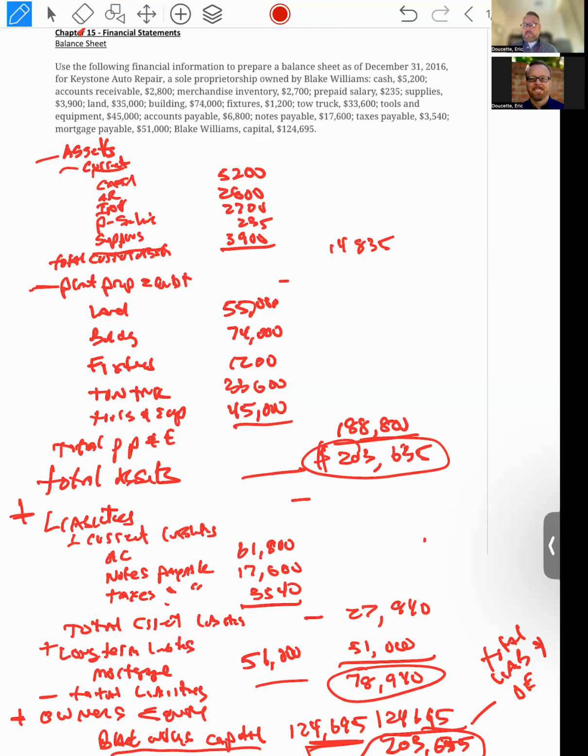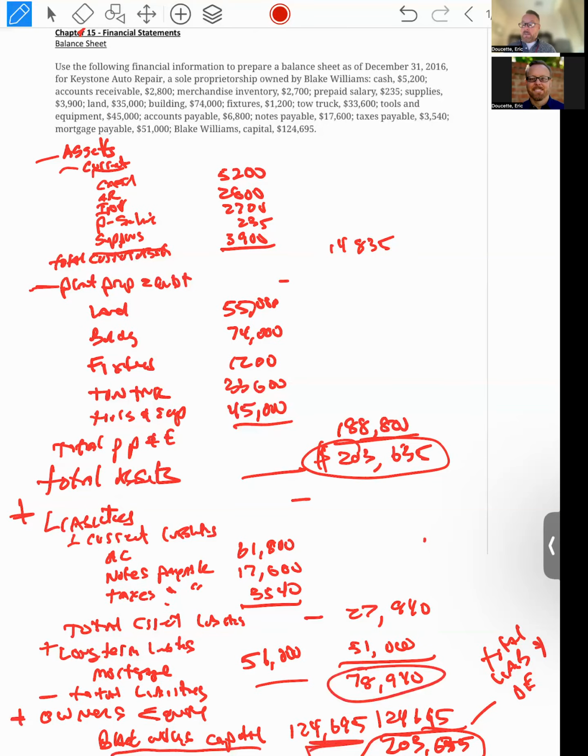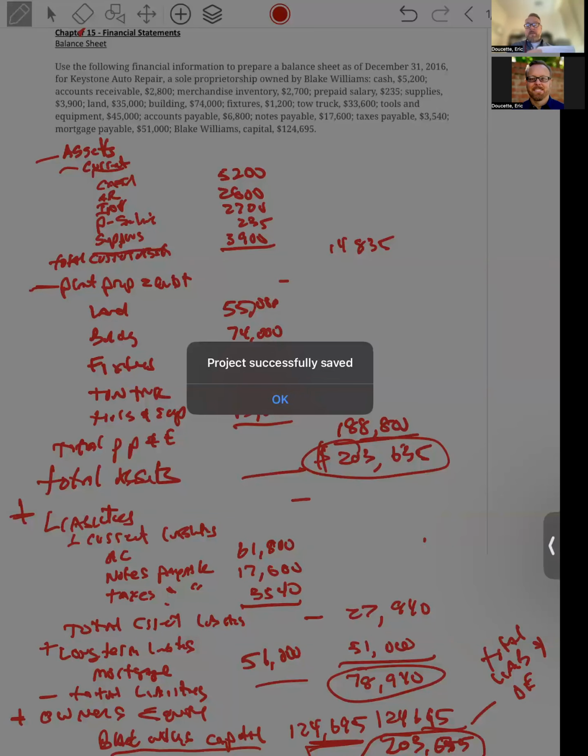All right, so that's basically how you do a balance sheet. It's very, very poorly done on this iPad. I want to apologize for that.